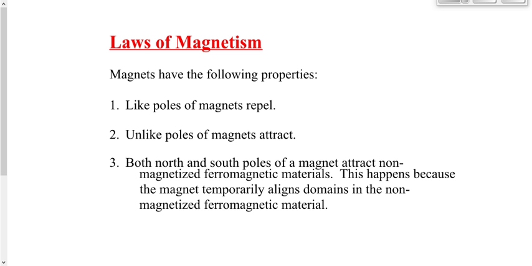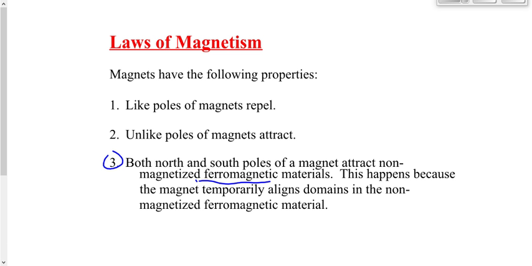Here are the three laws of magnetism we talked about on Thursday. Much like the three laws of electricity, we've got: like poles repel, so north repels north, south repels south. Unlike poles attract. Positive attracts negative? No. North attracts south. And finally, the last one we've kind of just been talking about: north and south poles, or magnets, attract non-magnetized ferromagnetic materials. That's important. Why is it important to have that word ferromagnetic in there?